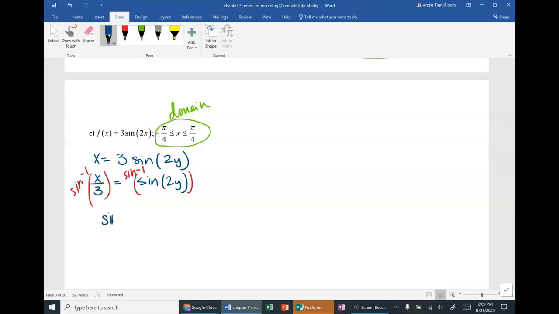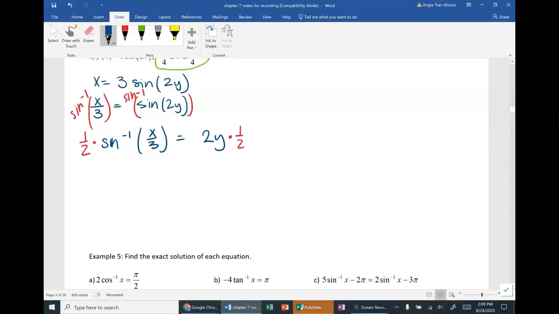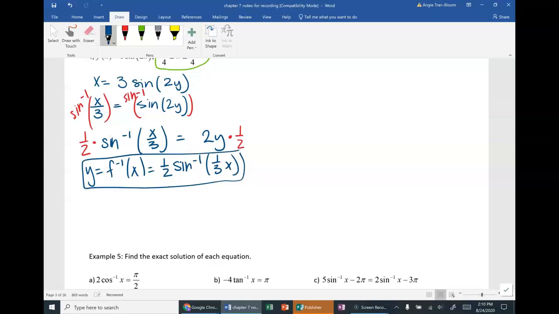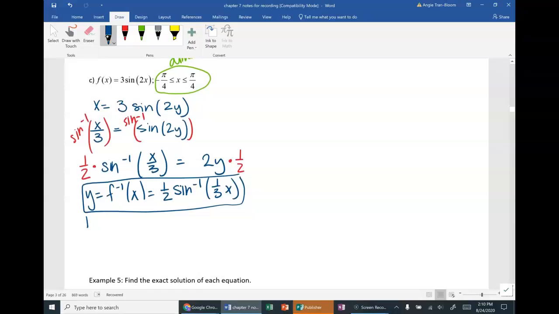So now this is going to look like sine inverse of 1/3 x, or x divided by 3, equals 2y. Now we are going to get rid of the 2 by multiplying by 1/2, and I'm going to put that 1/2 in the front. So finally, y equals, which is f inverse of x, equals 1/2 times sine inverse of 1/3 x. I'm just going to write 1/3 x this time, and no, it does not matter if you write x divided by 3. That's the inverse function. So it wants us to find the range of f.